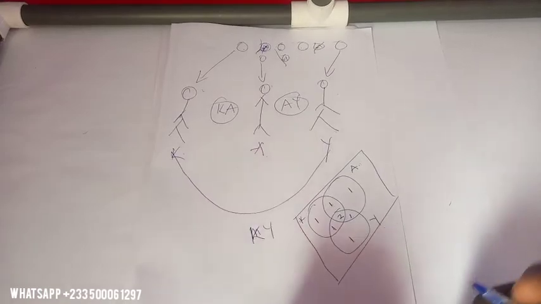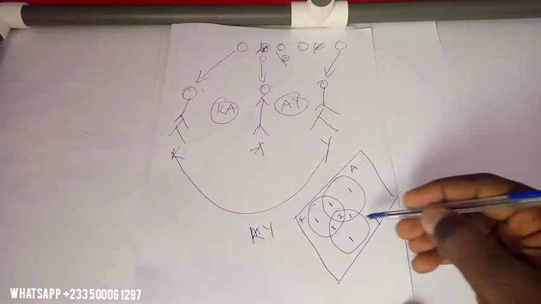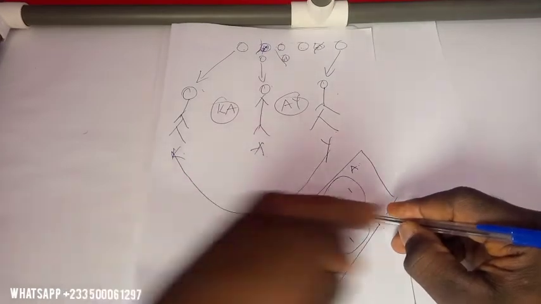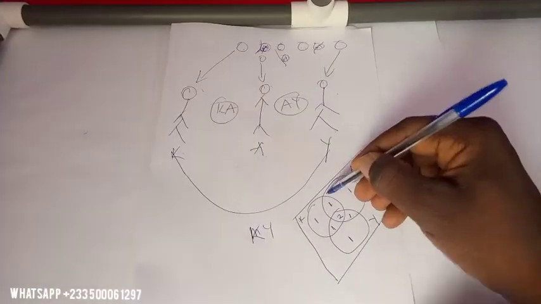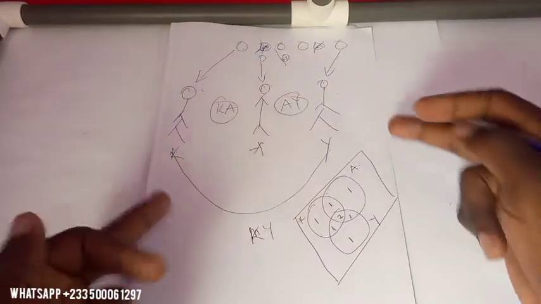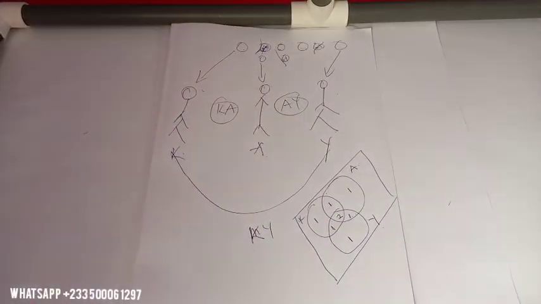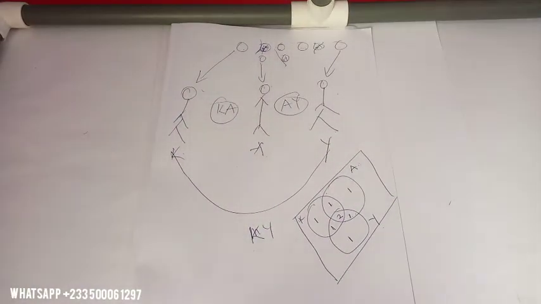Now, anytime we are working with this, and we are talking about an item here, we can't add Kofi to that. It's for only Kofi. If we come here, it's for only the two of them. If we come here, it's for only the two of them. So that is the idea that John Venn propounded about the Venn diagram.